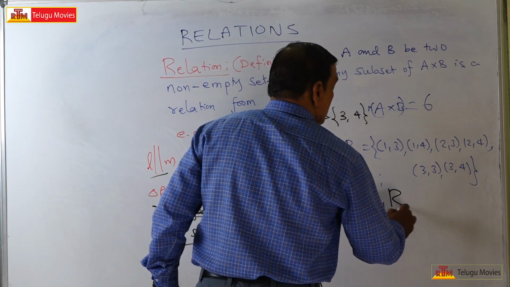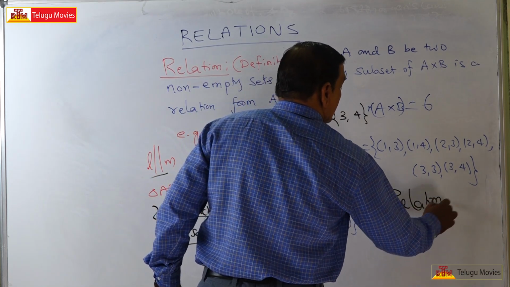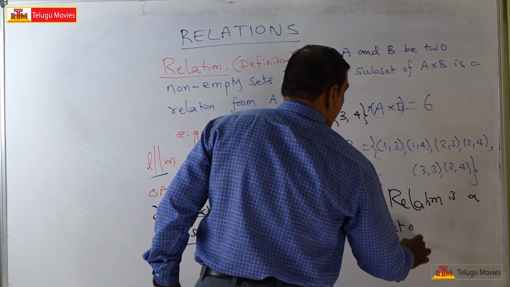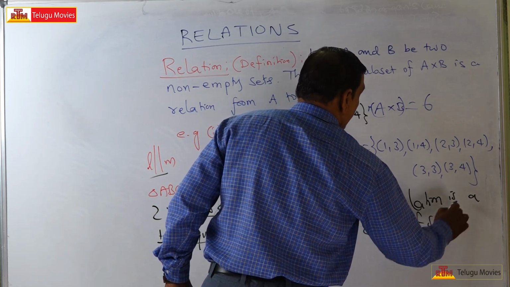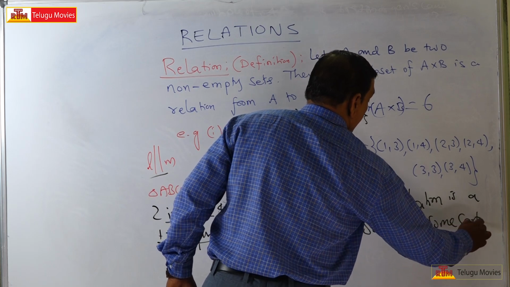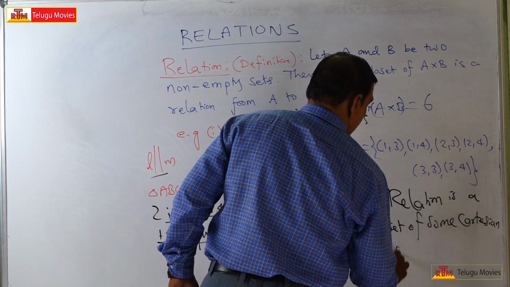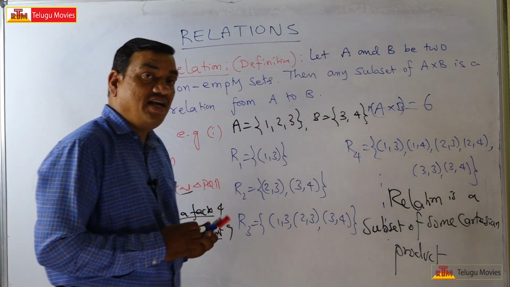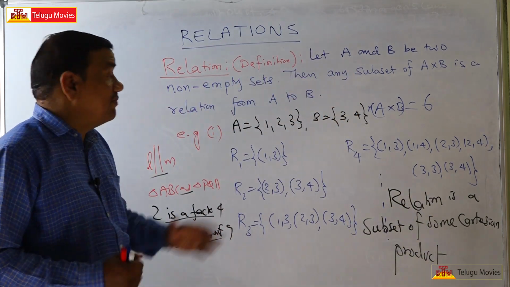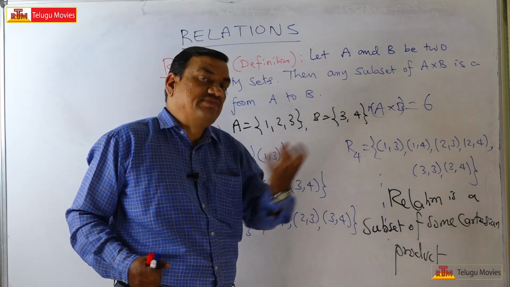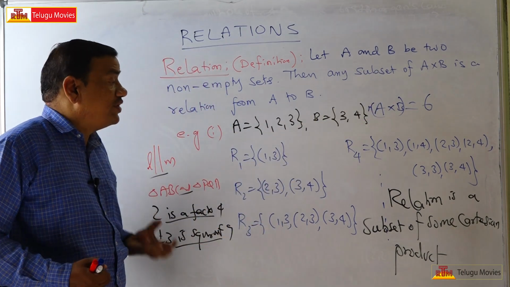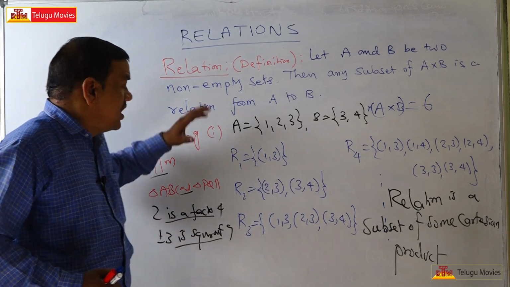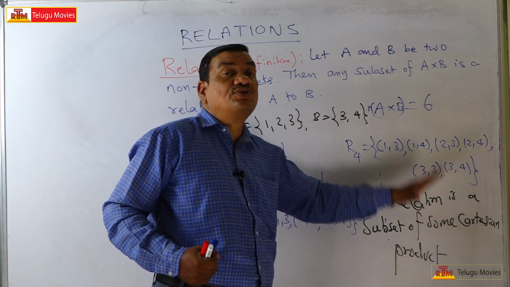So from this we can say that simply a relation is a subset of some Cartesian product. Take some subsets from that Cartesian product, then we get a relation. Understand this? Now the question is, how many relations can we write down?